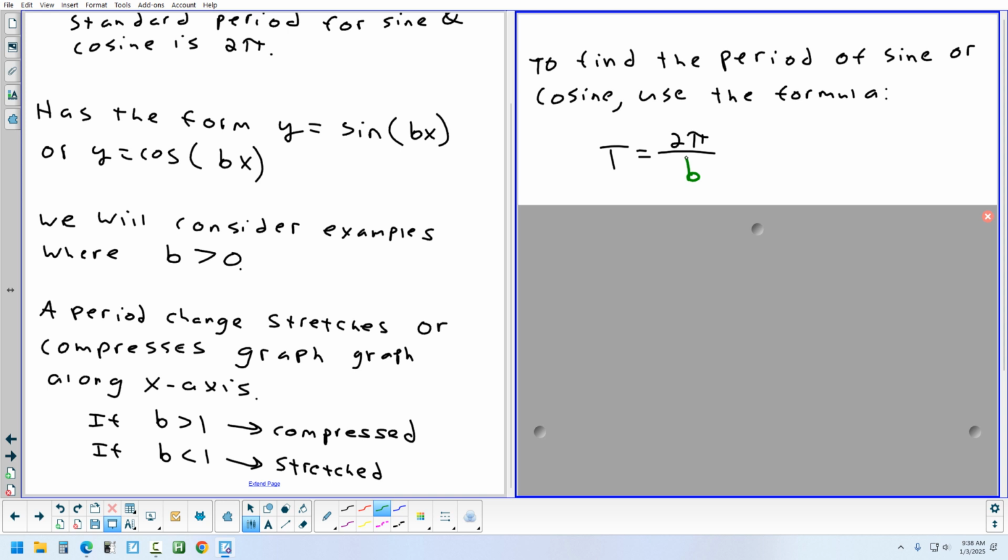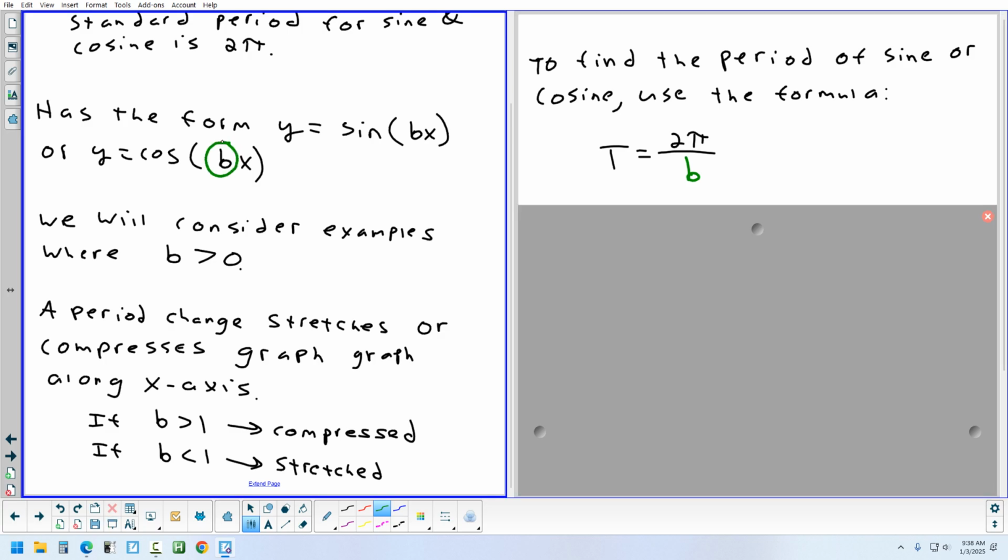To figure out the new period, all you have to do is take the original period and divide by whatever you're stretching or compressing by. If you put a 2 inside here, remember what a 2 is going to do. A 2 is going to compress it. How much is it going to compress it by? Double. So you're going to get double the amount of waves in the same period, which means the cycle length was cut in half. So that's why you divide by b.